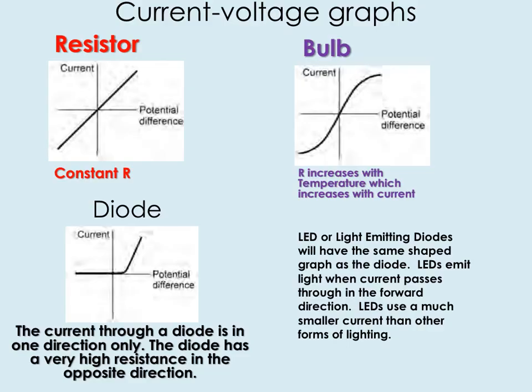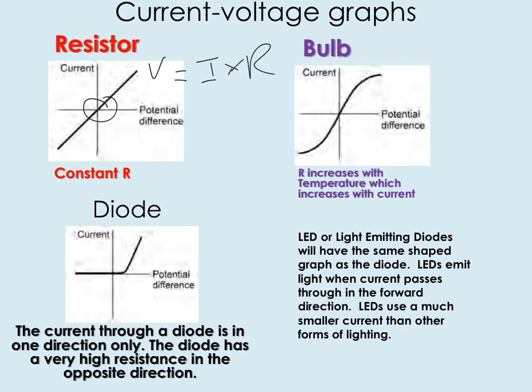We're going to quickly look at current voltage graphs. So we've got the current voltage graph here for a resistor, and you can see that for a resistor you get a straight line on a current voltage graph. That's because resistors obey Ohm's law, so they obey the rule that V equals I times R, and R is constant for a fixed resistor, and therefore you get the potential difference proportional to the current, so we have a straight line that goes through the origin at 0, 0.